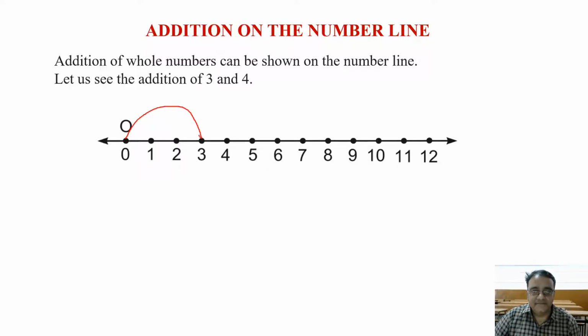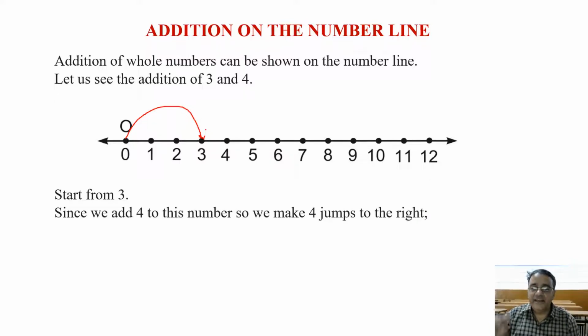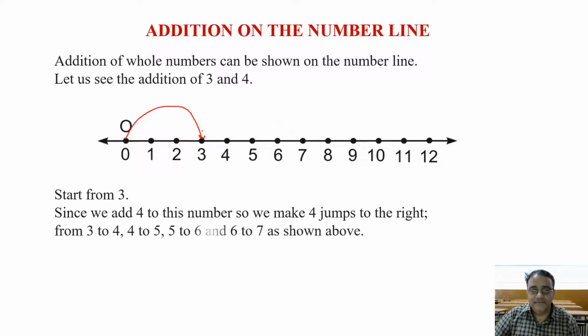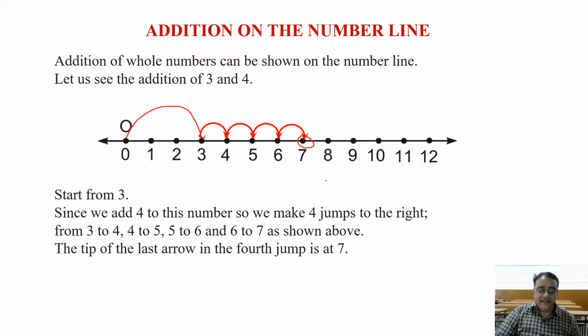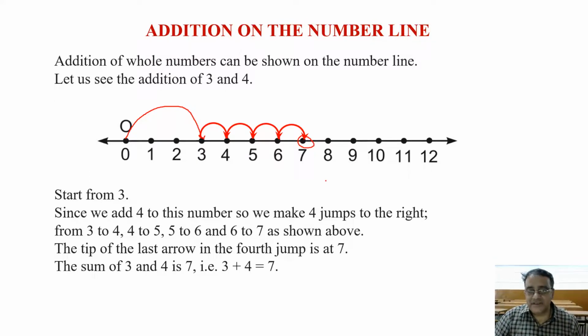Okay. Now start from 3. Since we are adding 4 to this number, we have to make 4 jumps. So let us move 1, 2, 3, 4. So we reached 7. So that means 3 plus 4 is equal to 7.